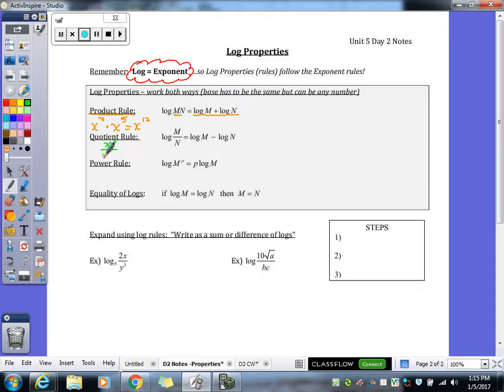Quotient rule. So if we're dividing, what do we do with our exponents? Subtract them. So we get x to the 8th. Same thing happens with our logs. If I'm dividing them, that means I'm really subtracting their two separate logs.